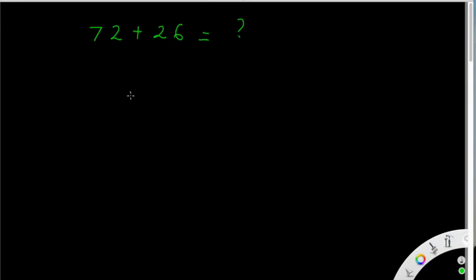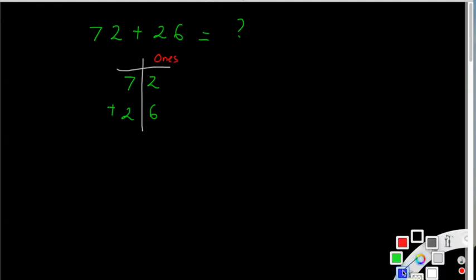So Mr. Bui told you last time that we always put it in a vertical way. So 72 plus 26. Mr. Bui will draw the T, and label ones and tens. Now Mr. Bui will use the drawing to represent the numbers.